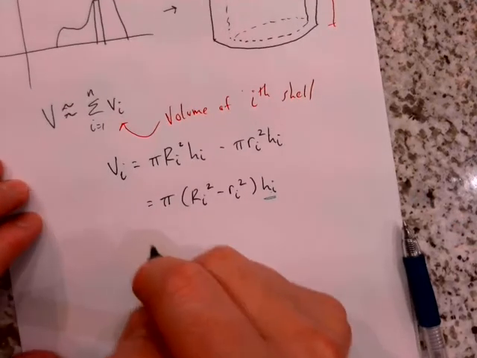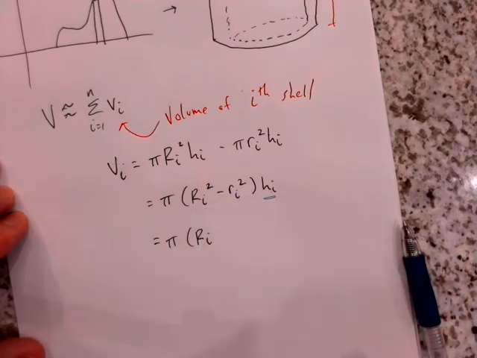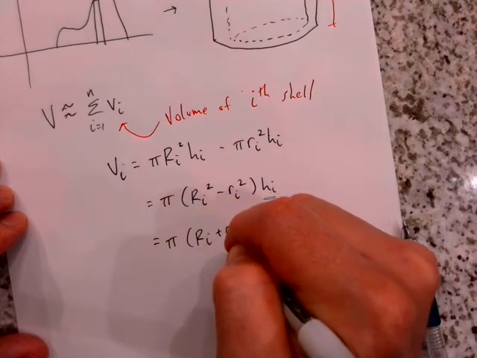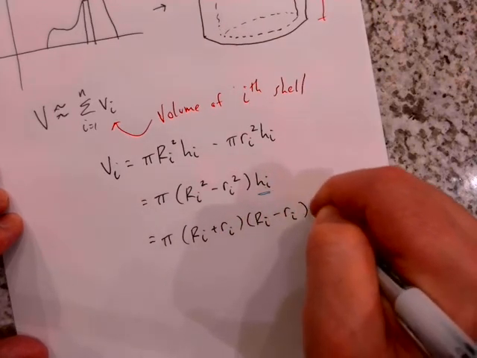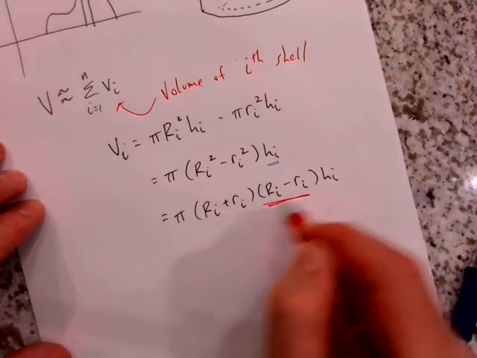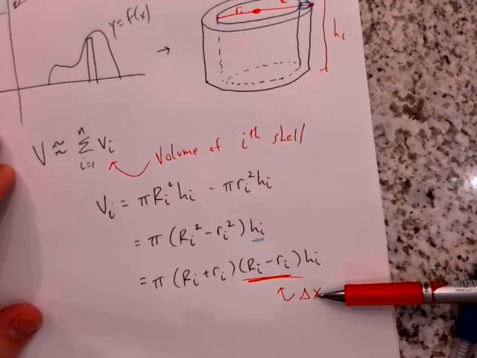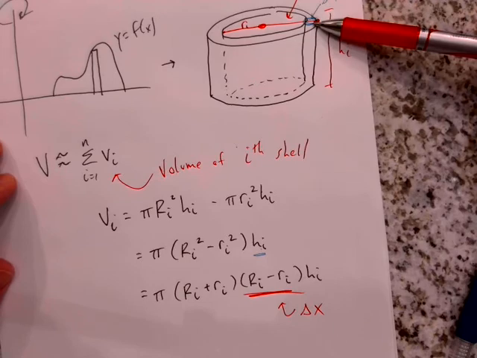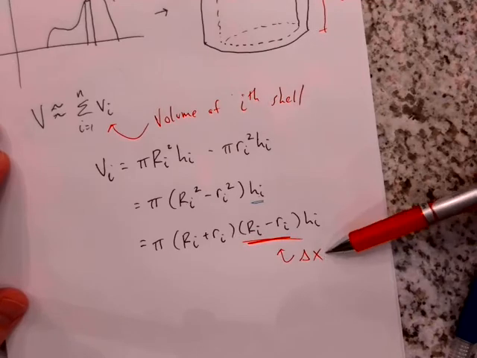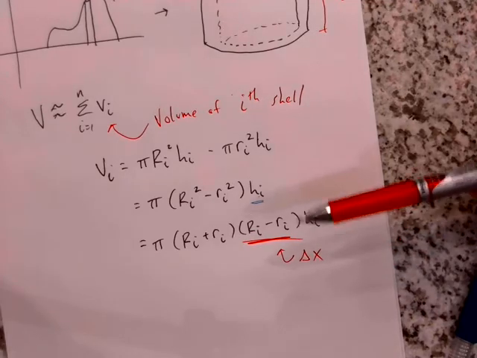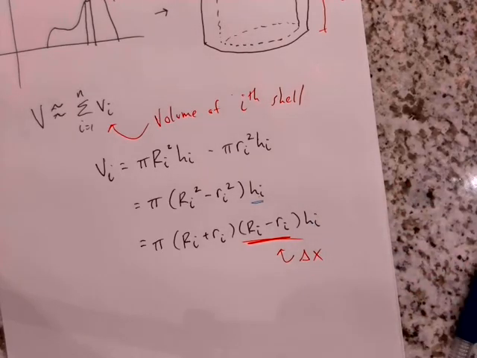So we factor this one more step, because that's the difference of two squares, so it's big R plus small r times big R minus small r, and this is delta x, because delta x is how thick the rectangle is. That is the big radius minus the small radius. That gives you the thickness of the shell. So this is our delta x, which we need, because the only kind of sums that turn to integrals are Riemann sums. Riemann sums gotta have that delta x.